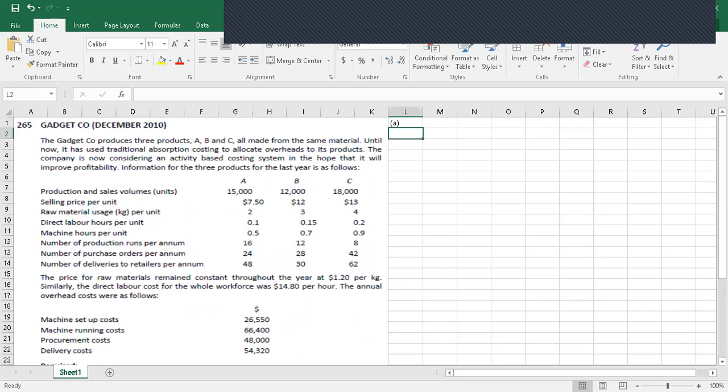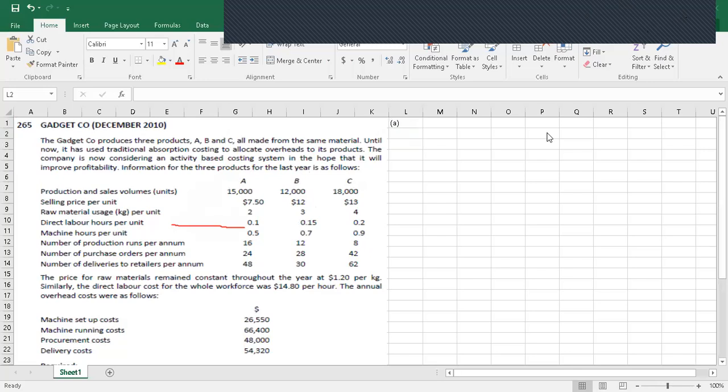Do we know how many labor hours were required for the production of all the three products? We see that labor hour per unit is given. The labor hours that were required per unit, but they have produced not just one unit, but 15,000 units of A, 12,000 units of B, 18,000 units of C. So what's the requirement of labor hours? So let's first understand that.